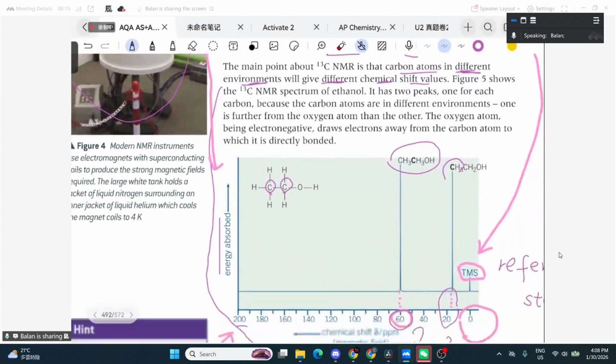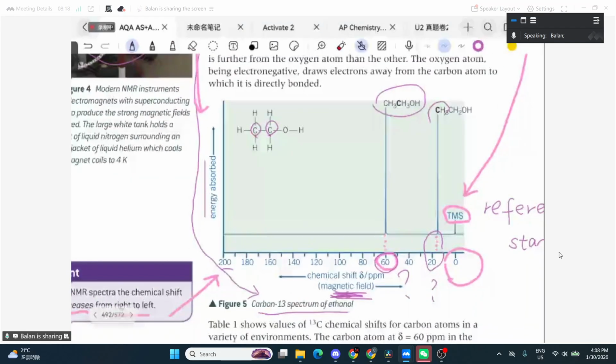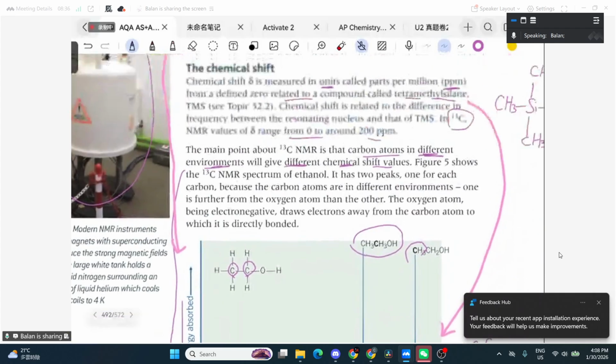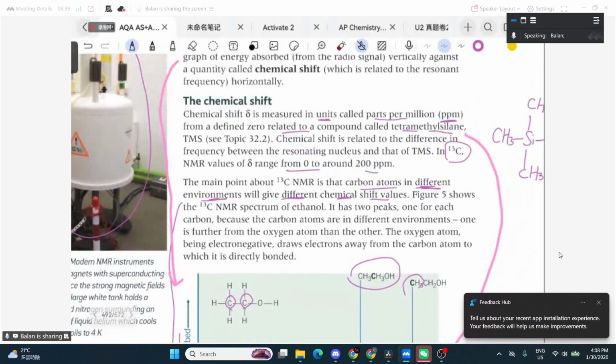Let's see the spectrum. In the spectrum, the vertical axis is energy absorbed, and the horizontal axis is chemical shift. We use the symbol delta to stand for chemical shift, and its unit is ppm. This means parts per million.